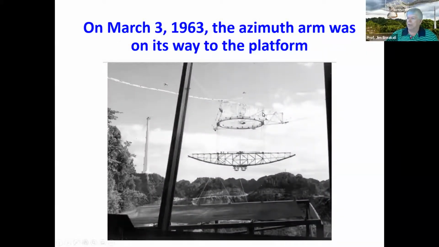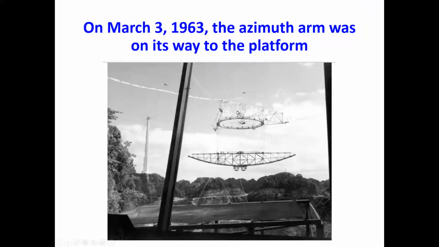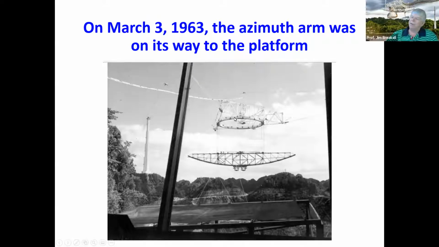Okay, here you can see now the platform. It's really getting finalized. You can see the ring completely finished. And now this arm is being lifted up. And this arm will be attached to the ring. There's motors here, and this whole thing can rotate around the ring.